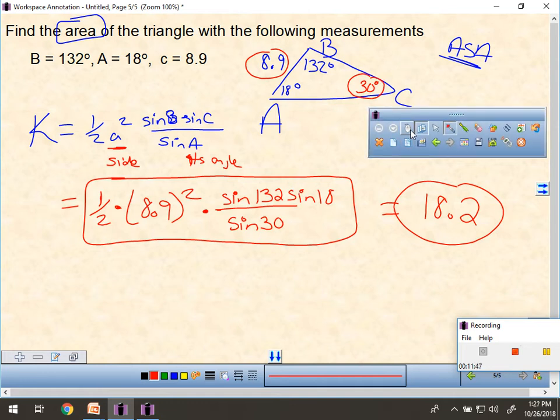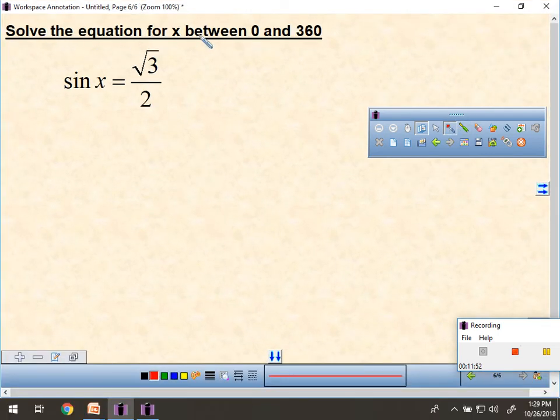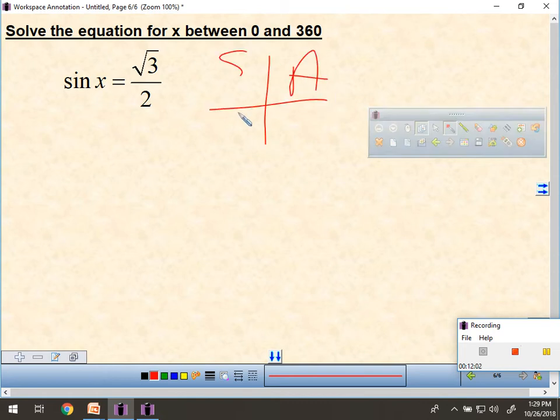All right, the next type of review problem is solving an equation. It's been a while since we've done one. It says solve the equation for x between 0 and 360. Remember, you will get two answers for this. It says sine of x is equal to the square root of 3 over 2. Remember, A Smart Trig class, so it's asking you where is sine positive. So look at your A Smart Trig class. So the two places where sine is positive is in quadrants 1 and 2, right? So that's where my two answers are going to be.